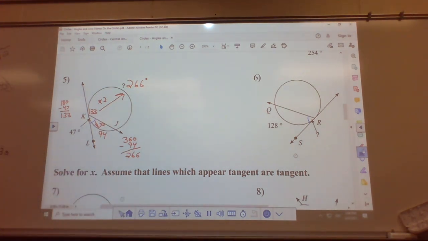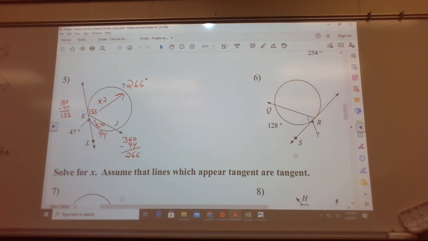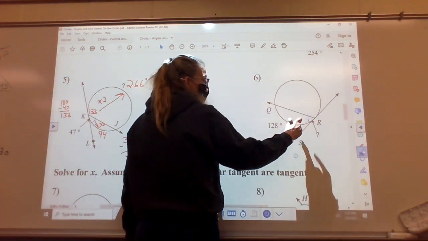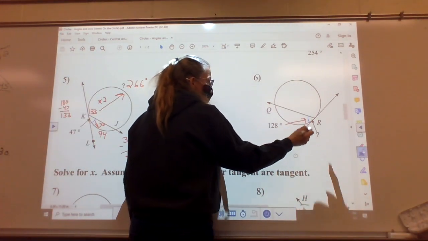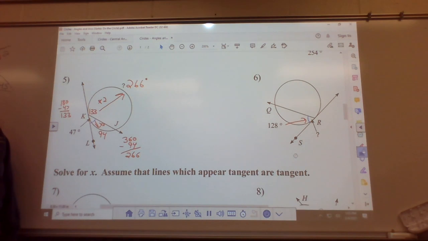So on the ones that look like this, it doesn't matter what direction you hit. You just got to make sure you get the angle and the arc lined up on the same side. Now 6, I don't even have to worry about that because the angle and the arc are on the same side. They didn't change sides on this one. So I got my arc. Angle is just right there. So I didn't change sides.